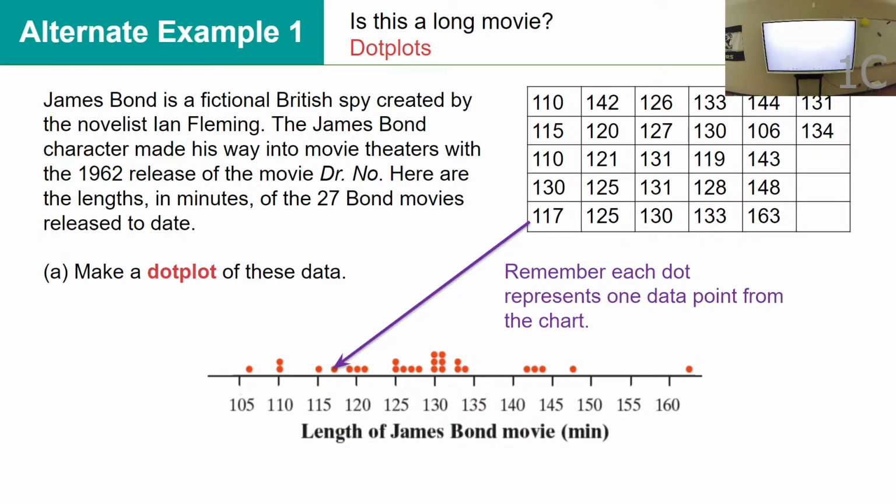Remember that each dot represents one length, the length of one James Bond movie in minutes. That could be a question, right? What does one dot represent? Or what does a dot at 115 represent? One single James Bond movie that lasts 115 minutes. I want to say 1 hour and 15 minutes if this is wrong.